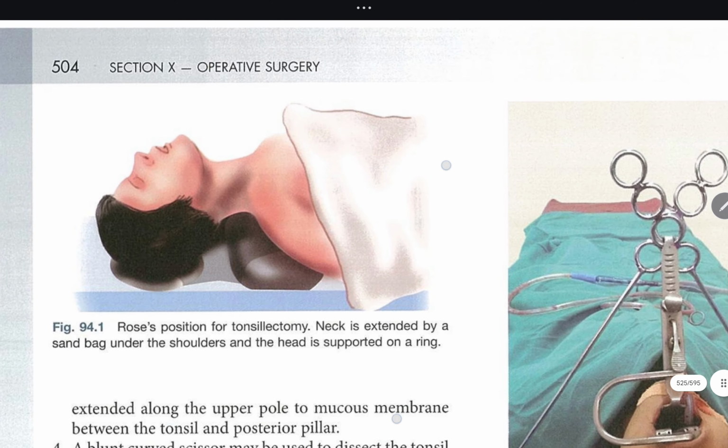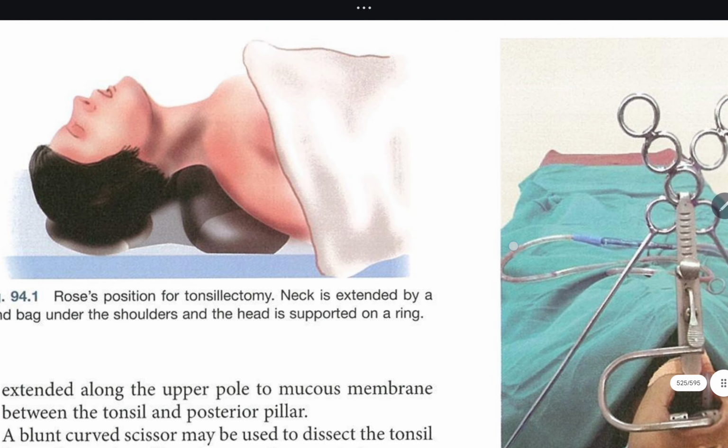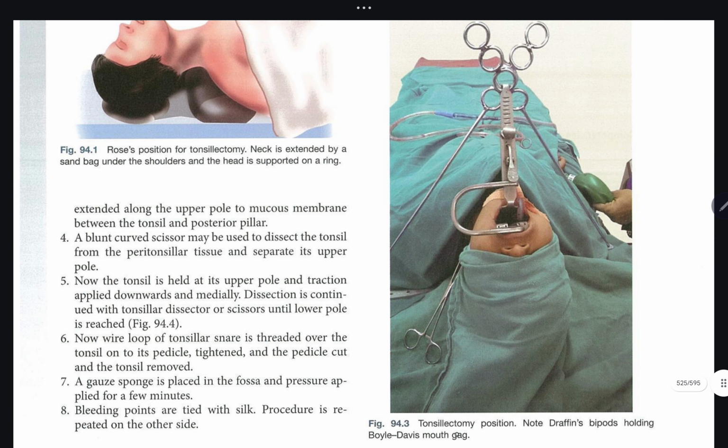Rose's position for tonsillectomy. Neck is extended by a sandbag under the shoulders and the head is supported on a ring. Tonsillectomy position. Note Draffin's bipod holding Boyle-Davis mouth gag.